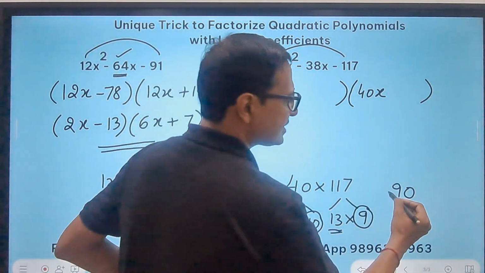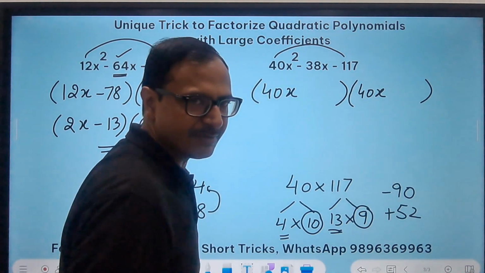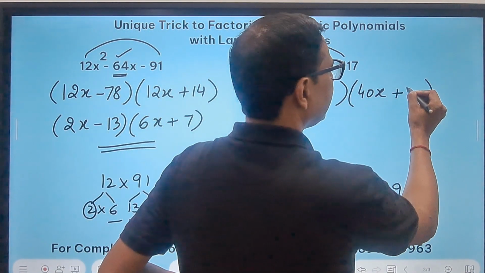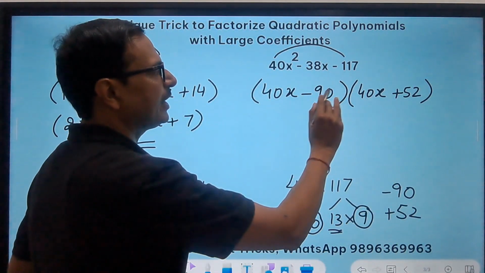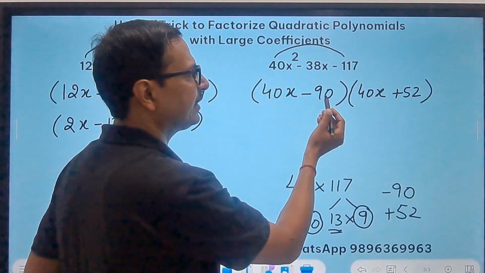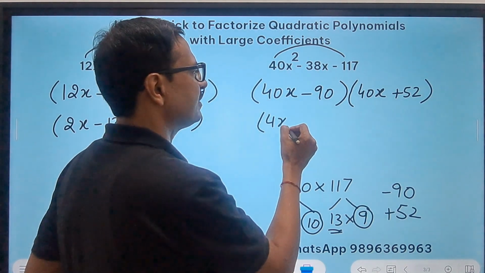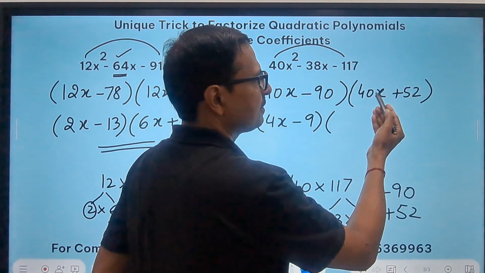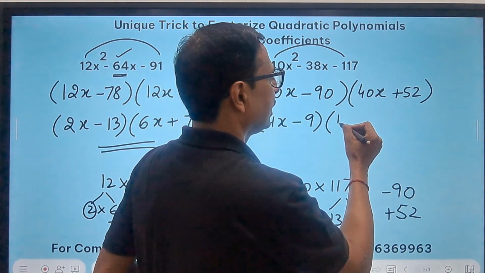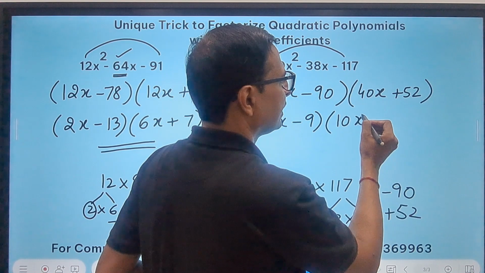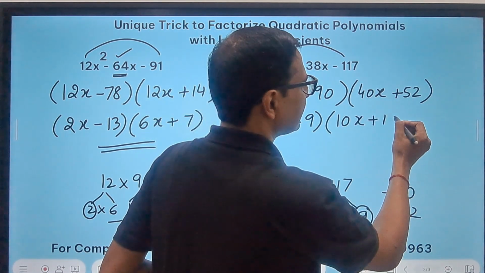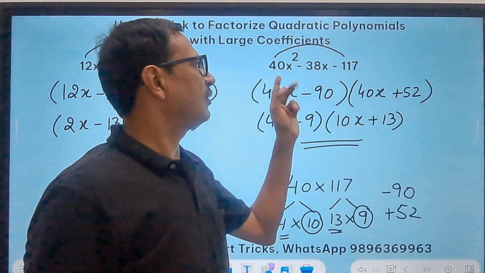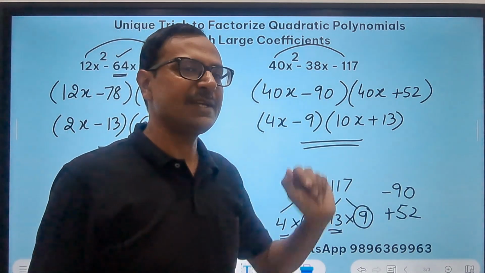Negative 38 means larger negative and smaller positive. So write negative 90 and positive 52 in the two brackets and remove the highest common factor. 10 is the common factor here. So this becomes 4x minus 9. And what is the common factor here? I think they are divisible by 4. So 4, 10, x and 4 13, so plus 13, and that is the prime factor, the factorization of 40x square minus 38x minus 117.